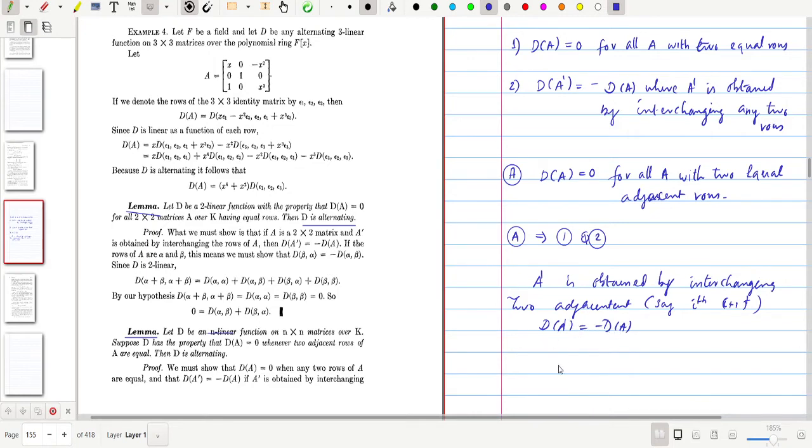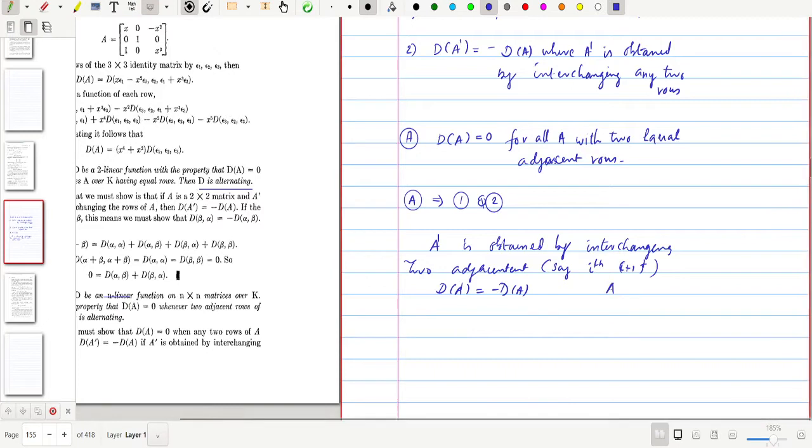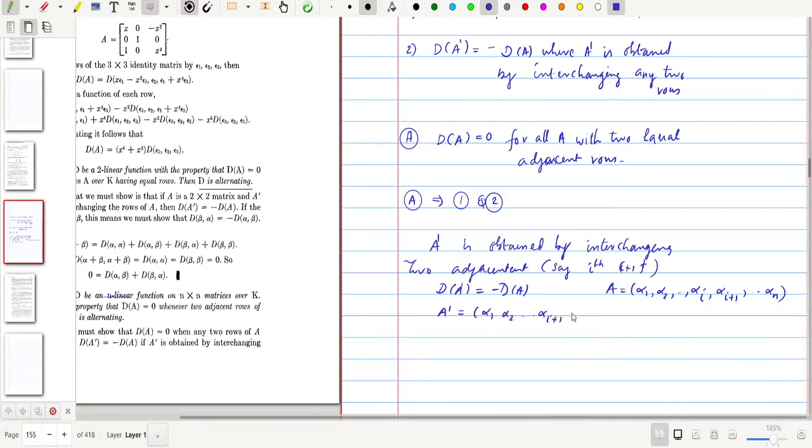This can be proved using the previous lemma. Consider the matrix A as alpha 1, alpha 2, and so on, alpha i, alpha i+1, and so on, up to alpha n. Then A' is alpha 1, alpha 2, and so on, with alpha i+1 in the place of the ith row and alpha i in the place of the (i+1)th row, up to alpha n. We need to prove that D(A') is equal to minus D(A). First we prove this result, then consequently we can get the result for interchanging two arbitrary rows.